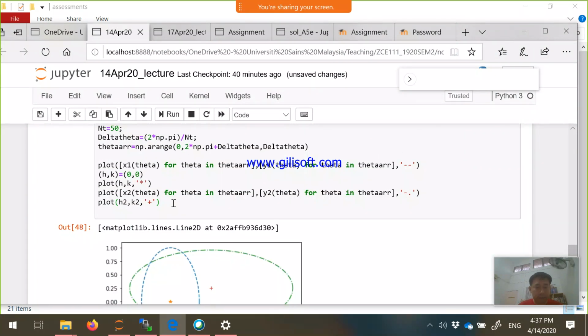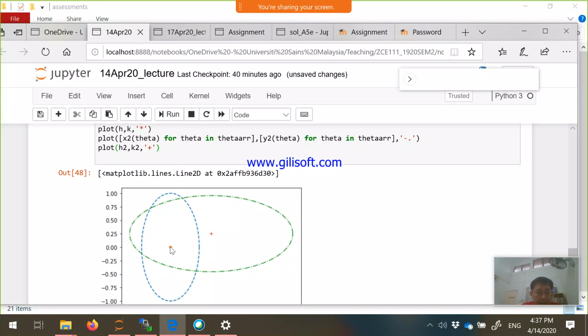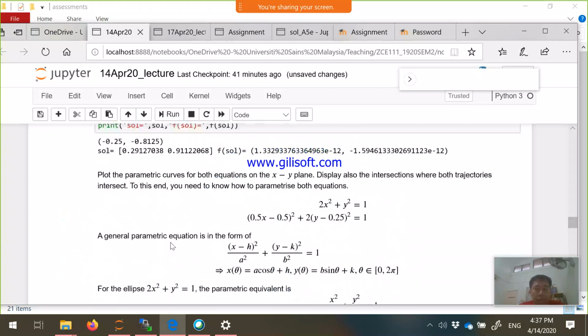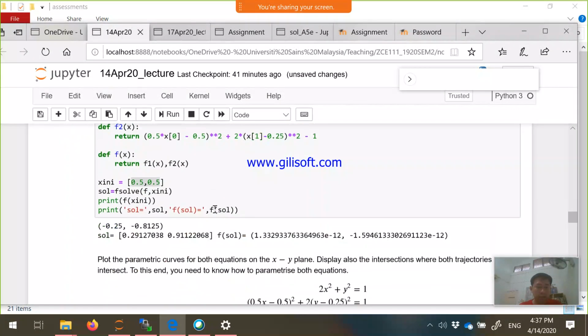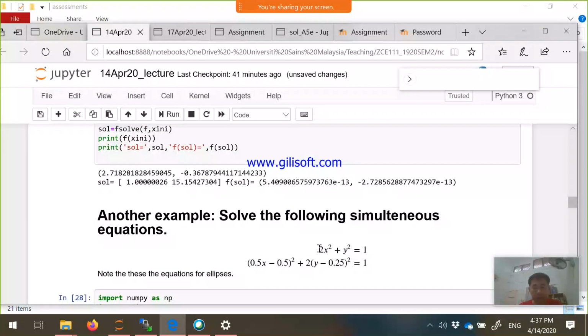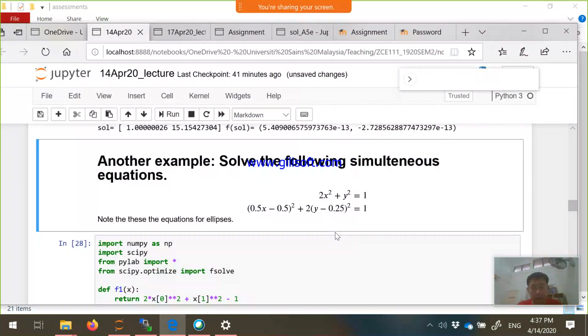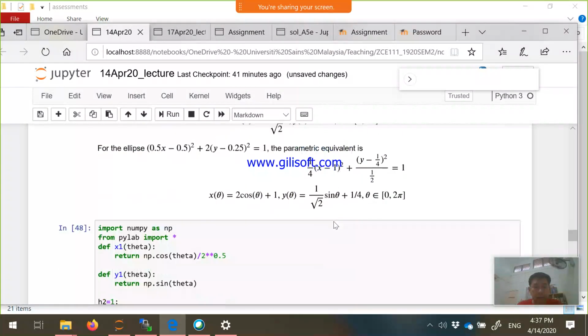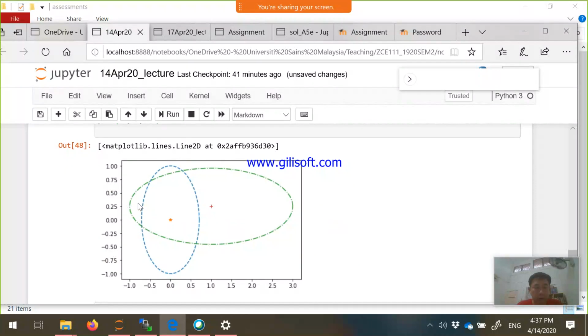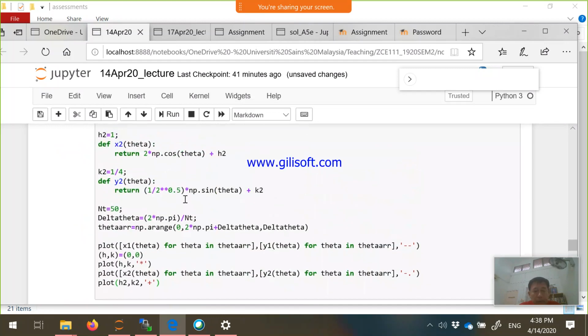Okay, let's do this. Now you see this, right? So you have the center and the center, so you have two coordinates, and this is the intersect, this is the intersect. So it will be very simple if you know how to translate the ellipse equations into the parametric curve, then you should be able to plot these functions, to plot the locus of the ellipse.